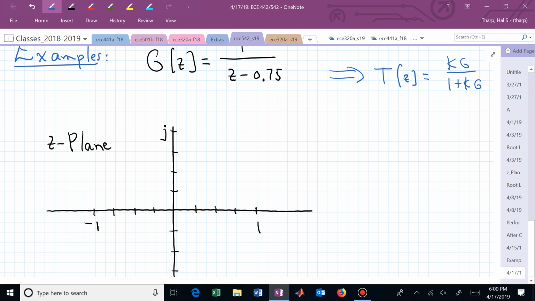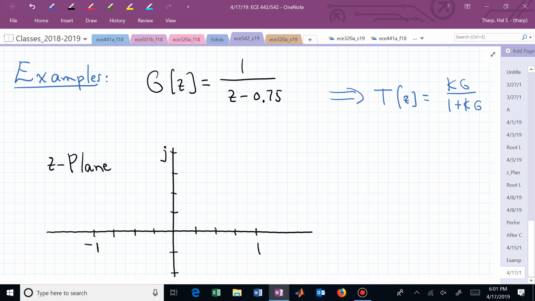First, what do we want to do if we now have a plant like G of Z?